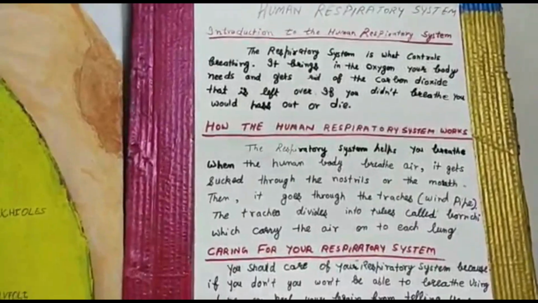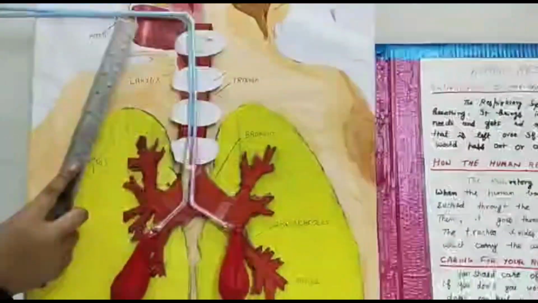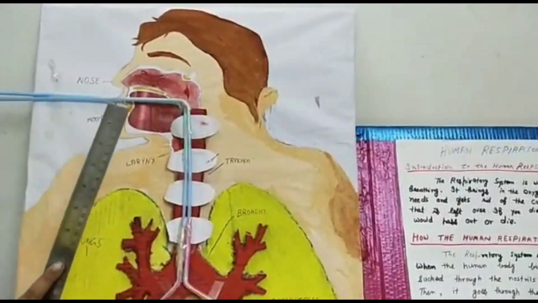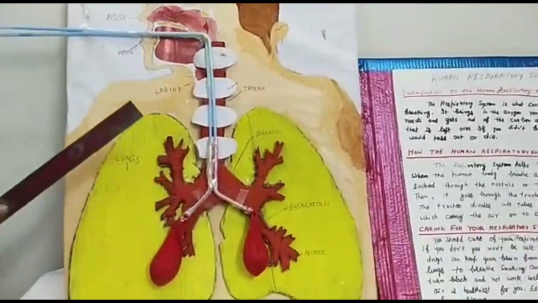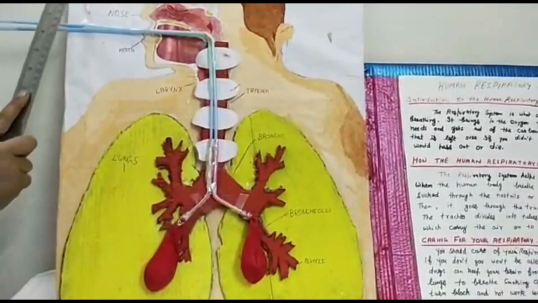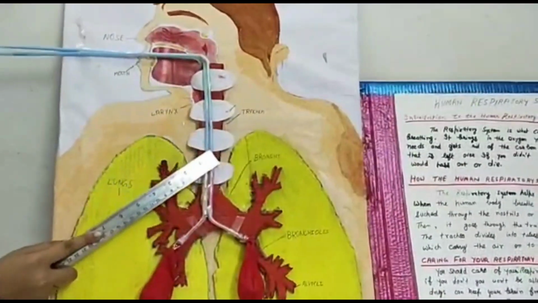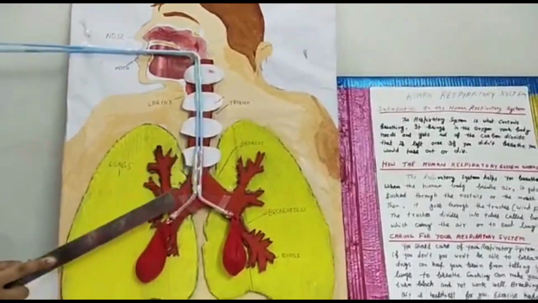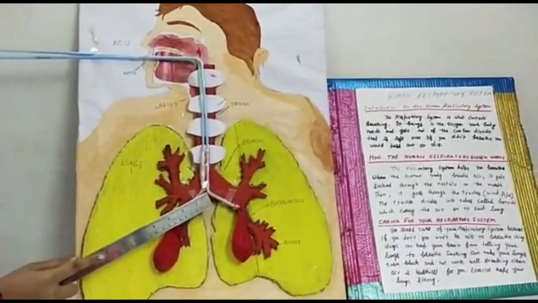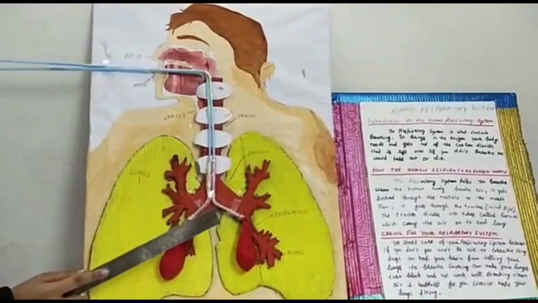How the human respiratory system works? The respiratory system is what helps you breathe. When the human body breathes air, it gets sucked through the nostrils or mouth. Then it goes through trachea, the windpipe. The trachea divides into two tubes, bronchi, which carry air to each lung.